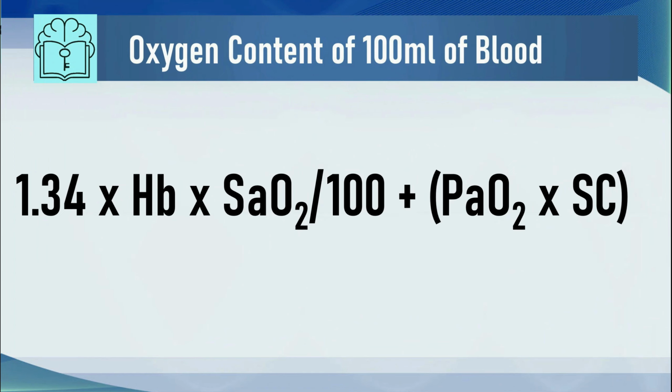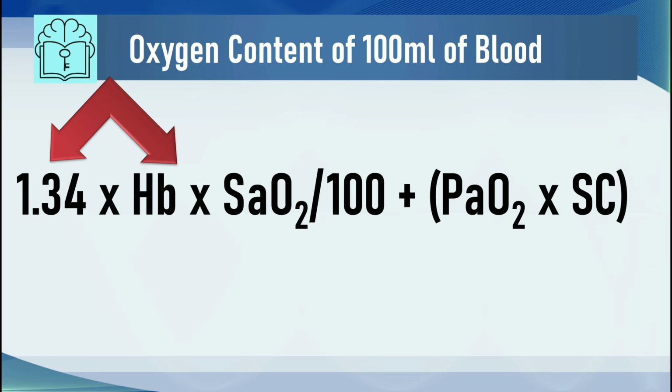This is the calculation for the oxygen content of 100 mils or 1 deciliter of blood, and it is 1.34 times the hemoglobin times the saturation over 100 plus the PaO2 times the solubility coefficient. There are 2 parts to this. 1.34 times the hemoglobin times the saturation divided by 100 refers to the oxygen bound to hemoglobin.